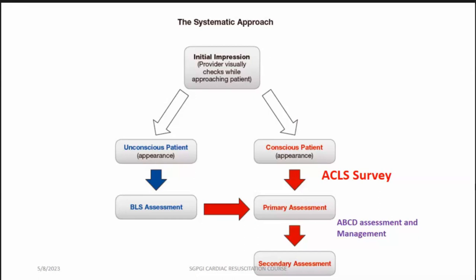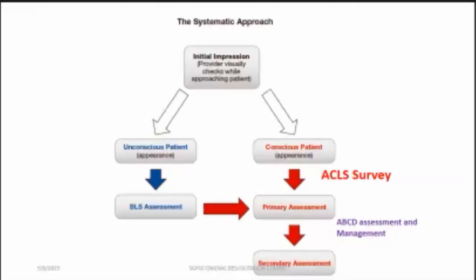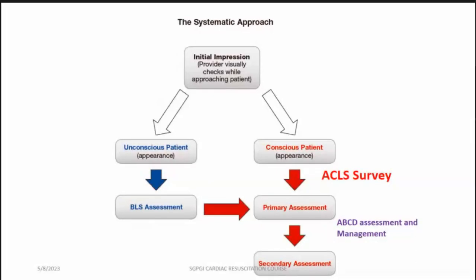If the patient is conscious but unstable, meaning unstable ABCD, then we should do the ACLS survey. The BLS survey we do when the patient is unconscious, maybe cardiac arrest. But when the patient is unstable, there is a response, the heart is working, respiration is there but not proper: blood pressure less than 90, saturation less than 90, all these unstable, drowsy patients will come in for the ACLS survey. The ACLS survey is further divided into primary assessment, where we identify unstable ABCD and manage ABCD.